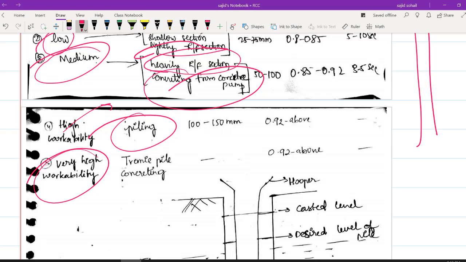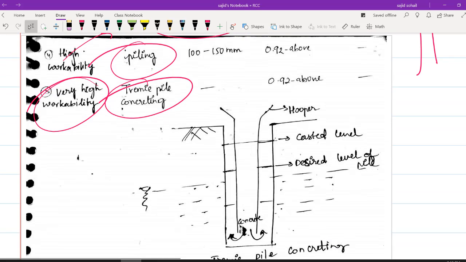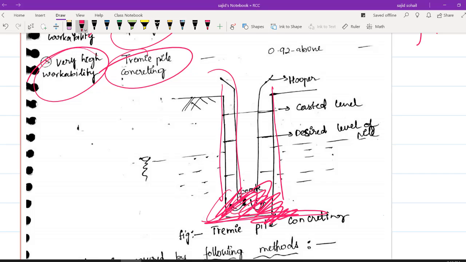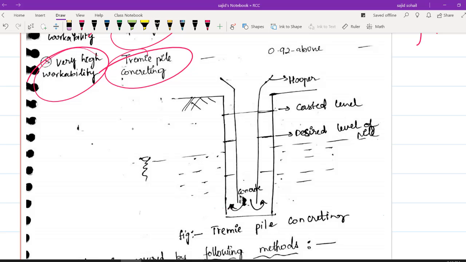And if it is very highly workable, extremely high, moving easily, then we can use it for tremie pile concreting. What is tremie pile concreting? Basically it is underwater concreting. So here what you will be doing is you will be having a cofferdam up to one foundation, and here you will start doing your concreting work. You pour concrete and here your concrete will become rock. So this was your tremie pile concreting.